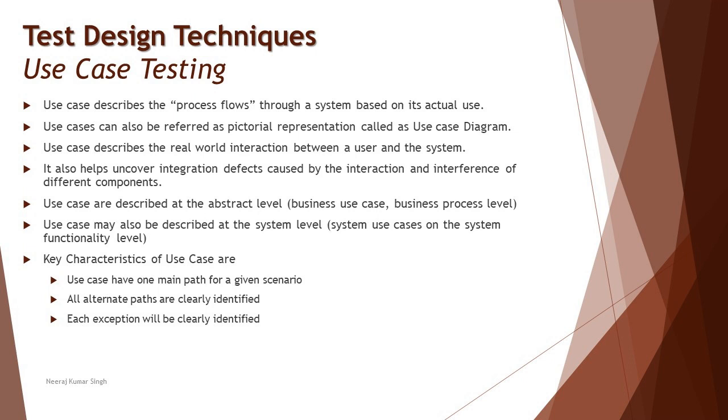Now, second thing is what happens to the alternatives. Of course, each alternative is clearly identified as a part of the use case which we are talking about. That means for every single option, there will be a different use case well defined for it.